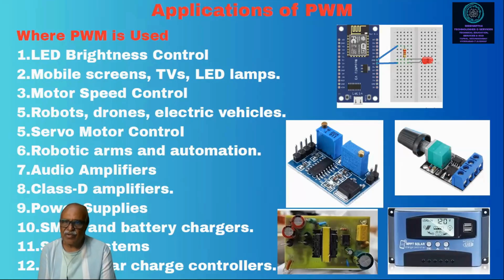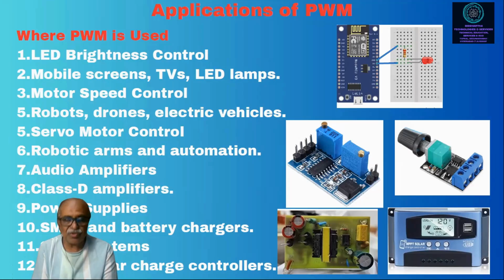Motor speed control, wherever you want to control the speed of a motor, like you can see here, I can control the DC motor. Speed control of DC motors, like electric vehicles nowadays: you accelerate, the speed goes high; when you reduce it, the speed comes down. So PWM pulses are used there also. Robotic drones, electric vehicles, I said. Servo motor control, there also we use it. Robotic arm and automation, like movement of arms, slow, fast. This is also controlled by PWM pulses.